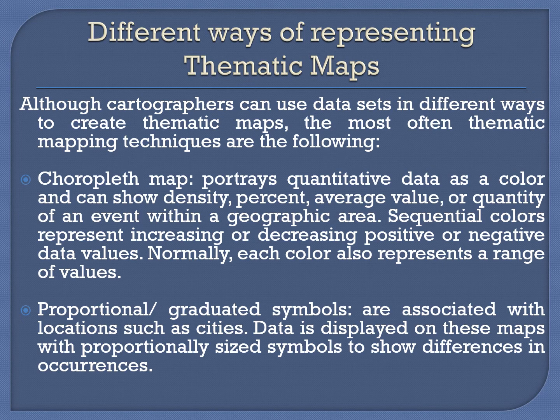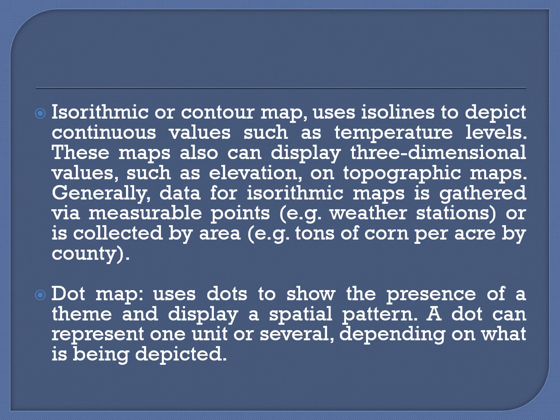The second way of representing the thematic map is a proportional or graduated symbol. These symbols are generally associated with showing locations like a city or a town or a village. So the data is displayed on these maps with proportionally sized symbols to show the differences in the occurrence. So different sizes of the symbols will be used, depending upon the importance.